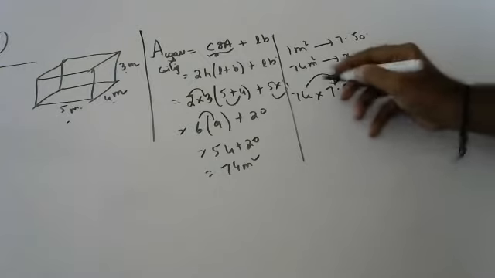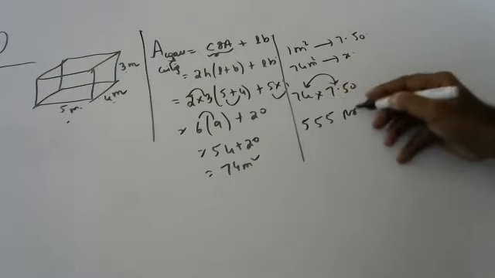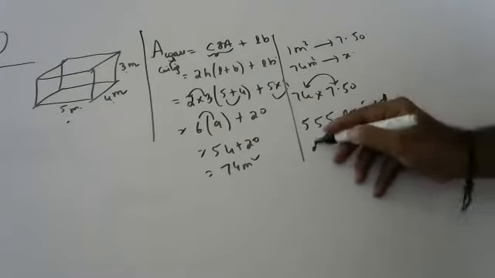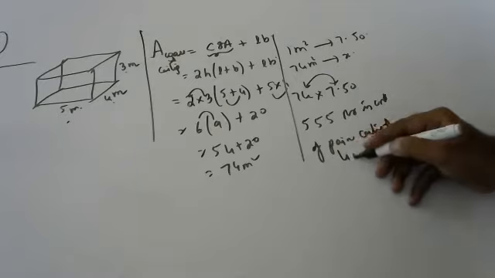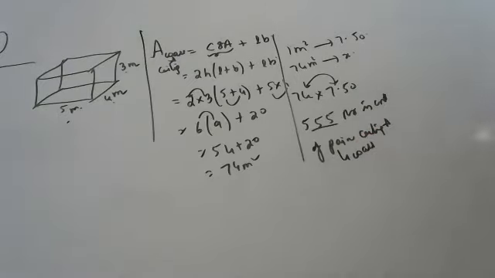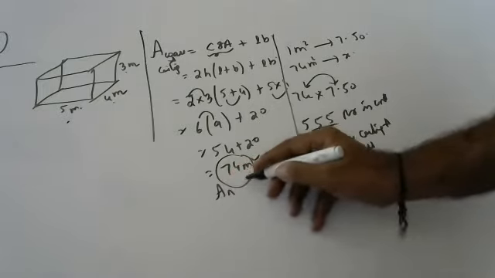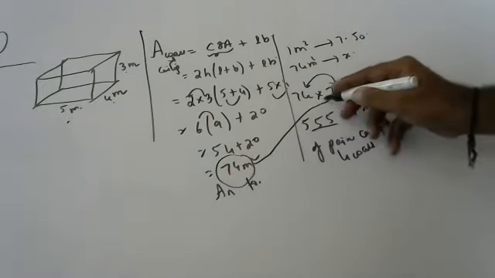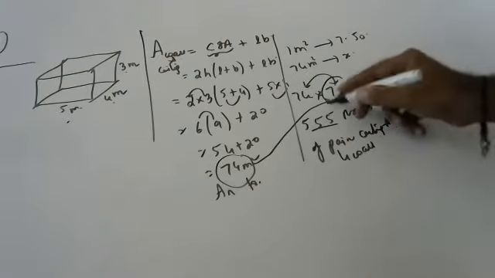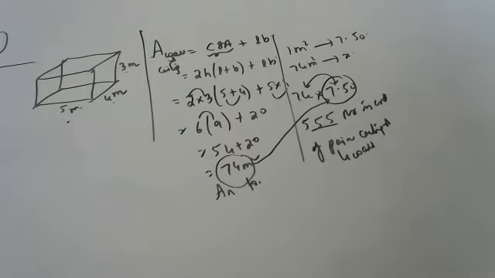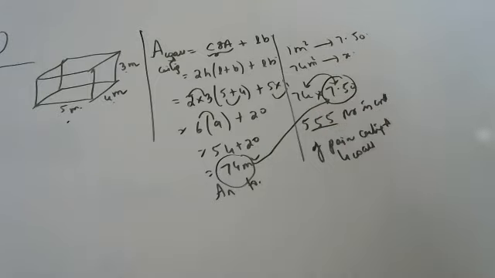Can anyone tell me the calculation? 555. The cost of painting the ceiling and four walls is 555 rupees. This is the area to be painted, and the cost of one square meter is 7 rupees 50 paisa. At this rate, for 74 meter square, you have to pay 555 rupees.